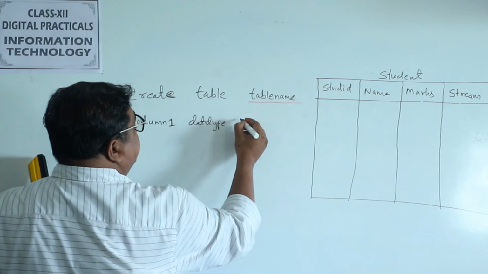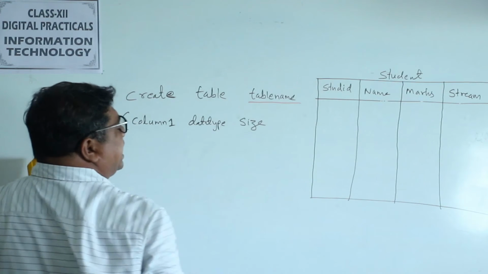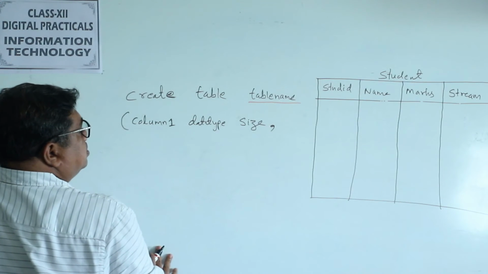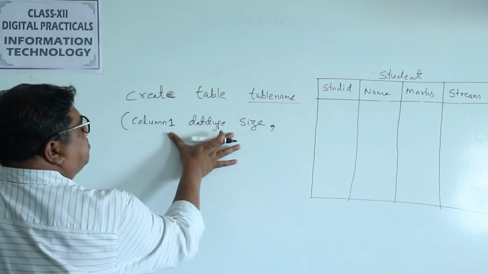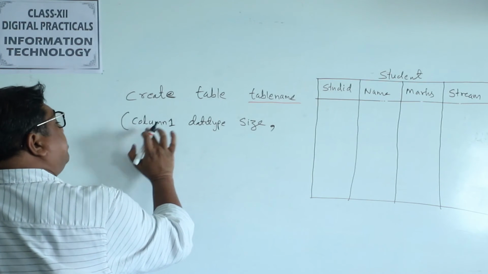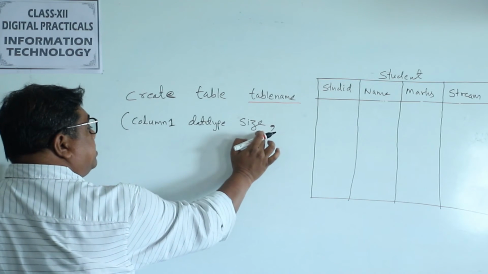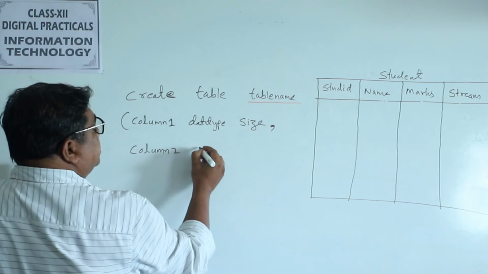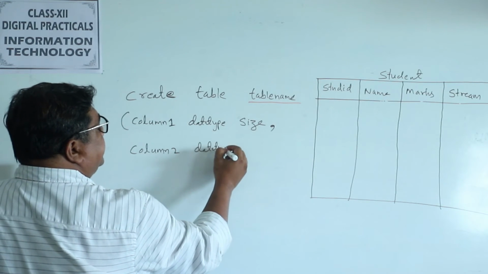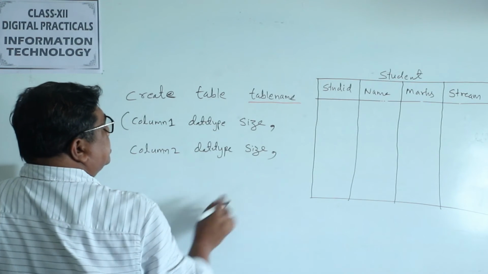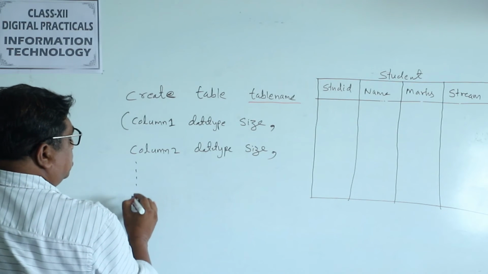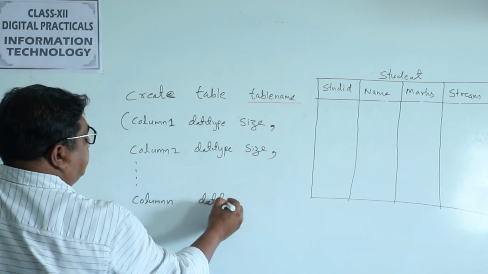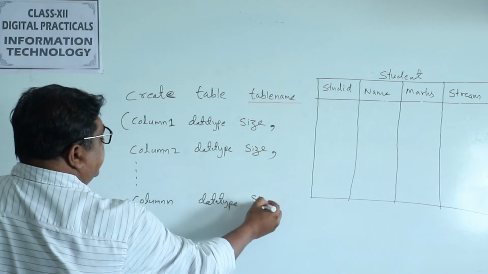Then I will have, if the data type has size, then I will use size. For character we are having size. Okay. Then we will have a comma. This is the description of the first column, that is you have to write the first column name, then the data type, then the size of the data type, then you have to write column 2, then again column 2 has a data type, and if there is a size you have to mention the size, and so on up to column n, data type and your size.